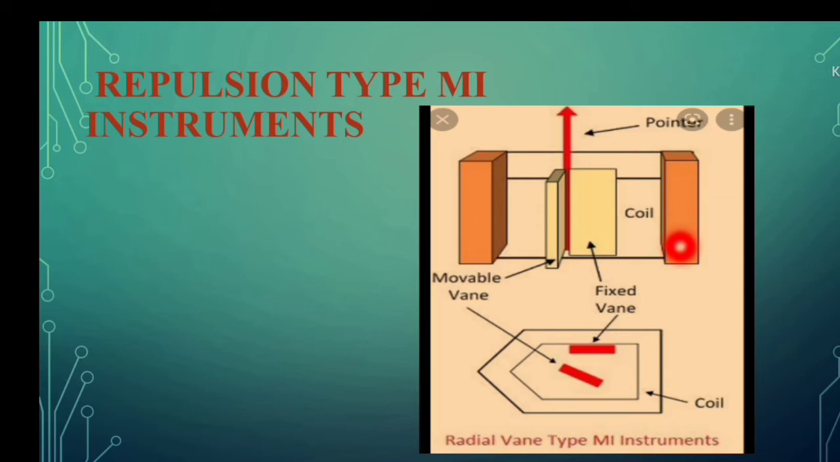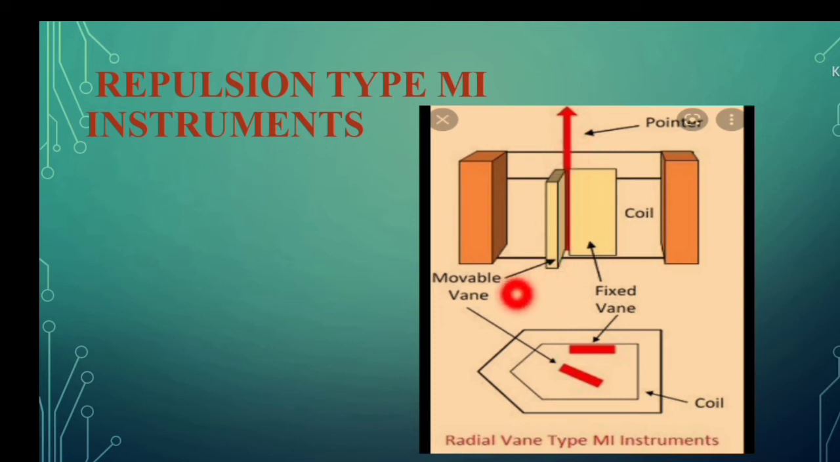Here too we have a cylindrical arrangement, and to that cylindrical arrangement there are placed a number of turns of copper coil to which we are passing the amount of current that is to be measured. Based on the current entering into the coil, there develops a magnetic field. In that magnetic field we are placing two soft iron pieces, one the fixed iron piece and the other the movable iron piece. To the movable iron piece we connect a pointer over here.